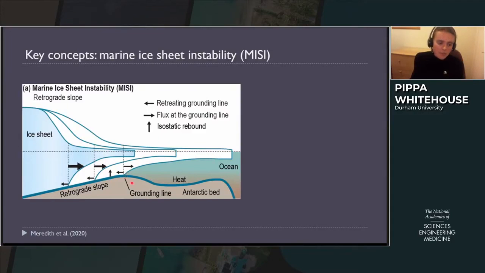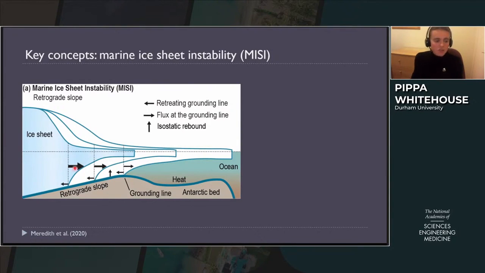And an important thing to get your head around is this concept of a grounding line. That's essentially the point where the ice stops being grounded, touching down on the bed, and it starts to float. Now, the dynamics of an ice sheet depend on the thickness of ice at the grounding line. Essentially, the flux of ice into the ocean depends on this thickness. And this is demonstrated here by the fact that as the ice sheet retreats to a deeper position, the thickness of ice increases, and you can see that these arrows increase.